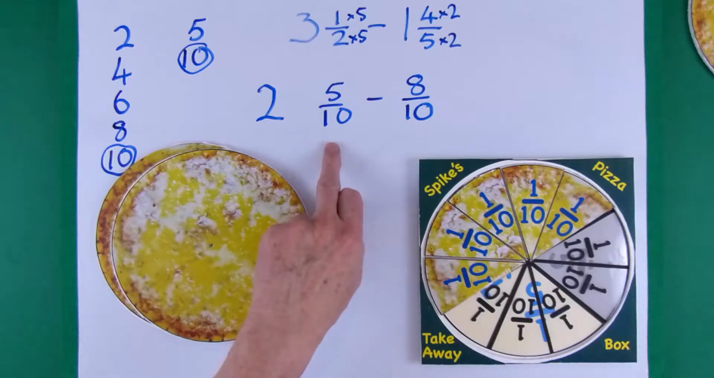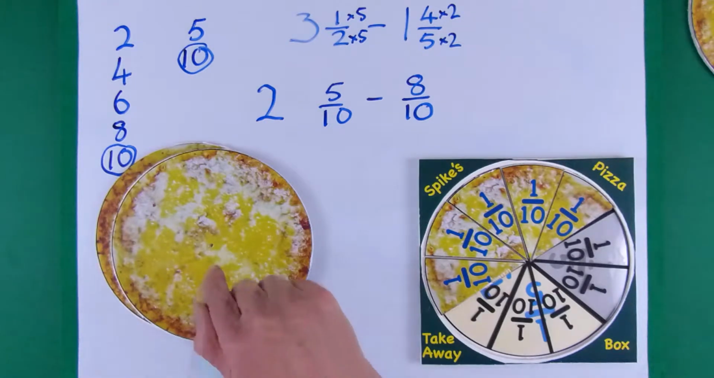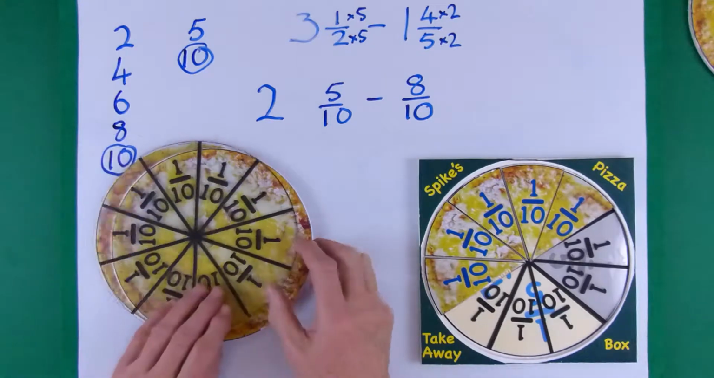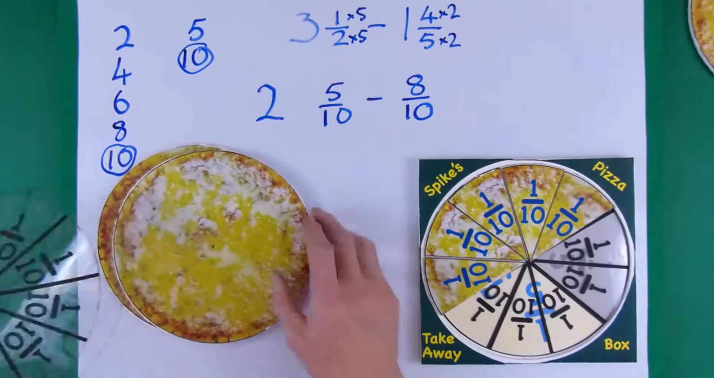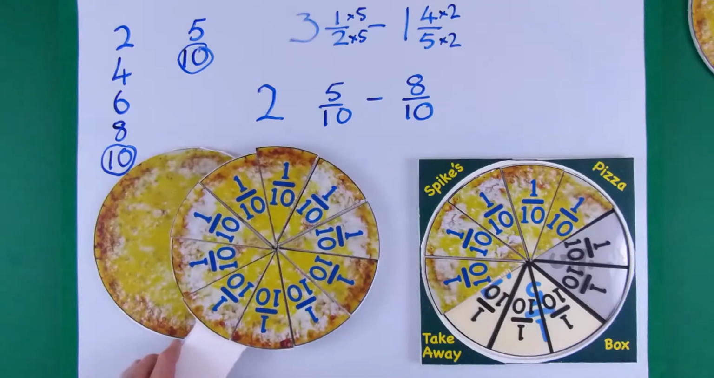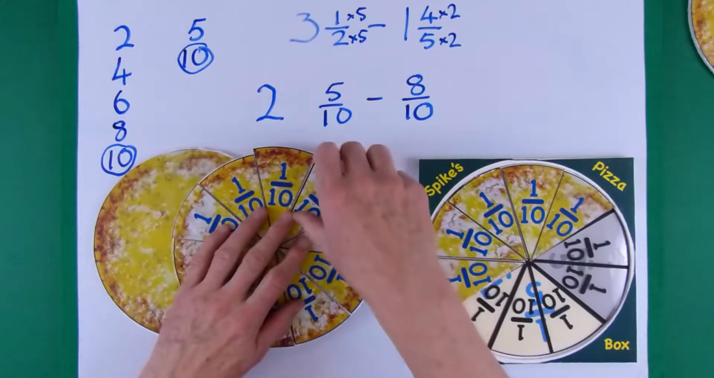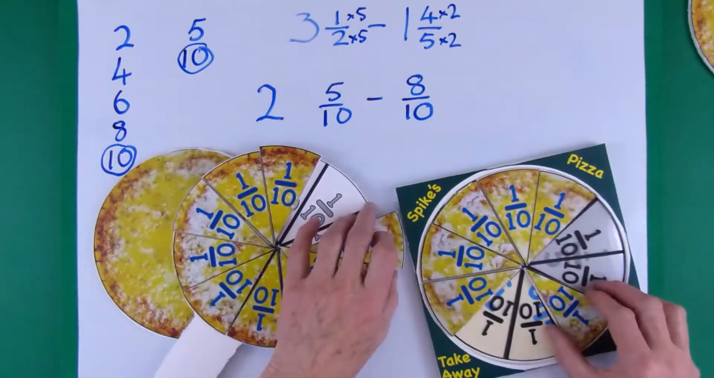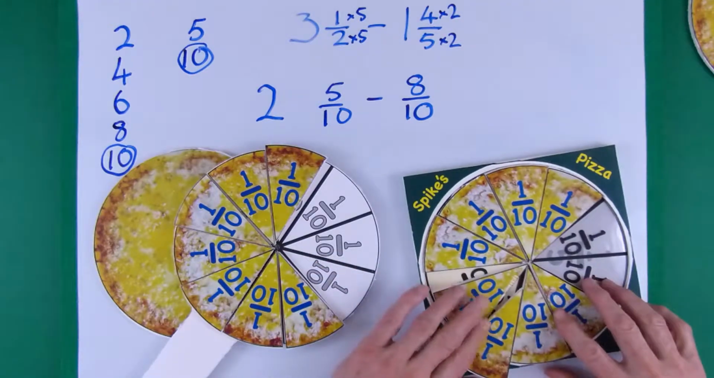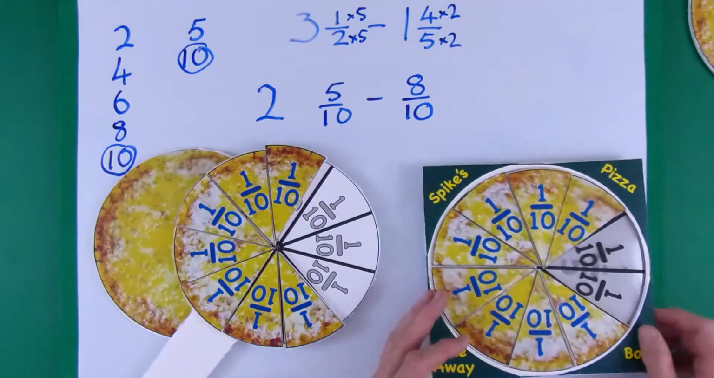Now, if we're dealing in tenths, then the obvious thing would be to cut it into tenths. So we cut the whole pizza into tenths. So if we replace the whole pizza with a pizza cut into tenths, then we can now see that we can add the 3 in there. So we'll just set the pizzas to the side there now and we'll have a look at this in our working.